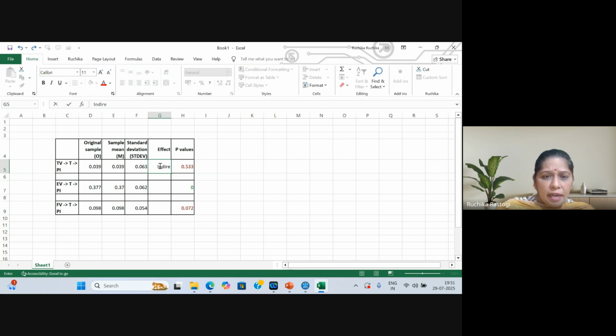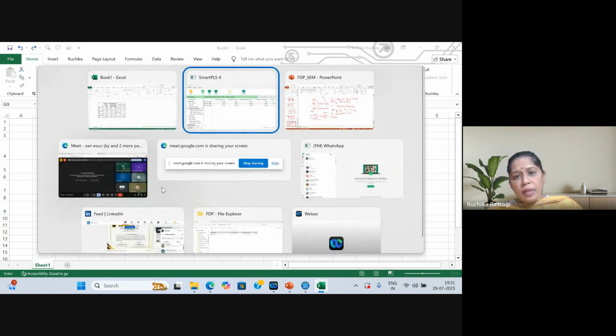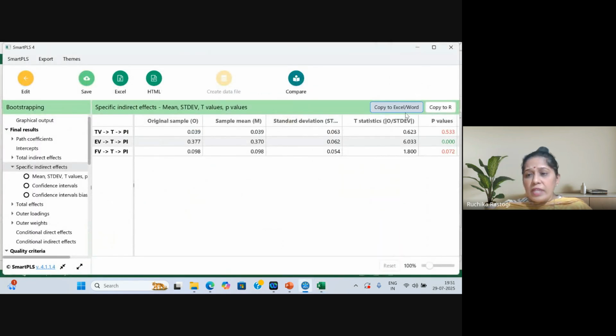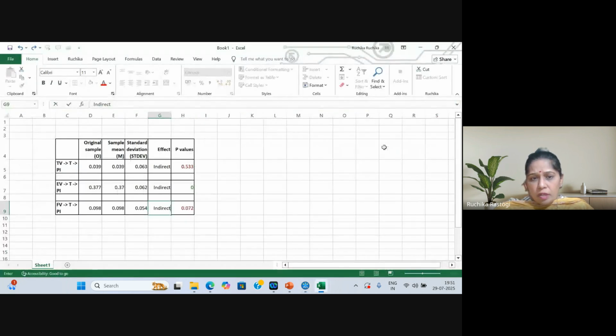Now this is the indirect effect. I'm writing in front of this. I'm showing you the table again. This is the indirect effect: TV leads to trust and trust leads to PI. EV leads to trust and trust leads to PI. FV leads to trust and trust leads to PI. This is the only one. Till now, is it okay, everyone?